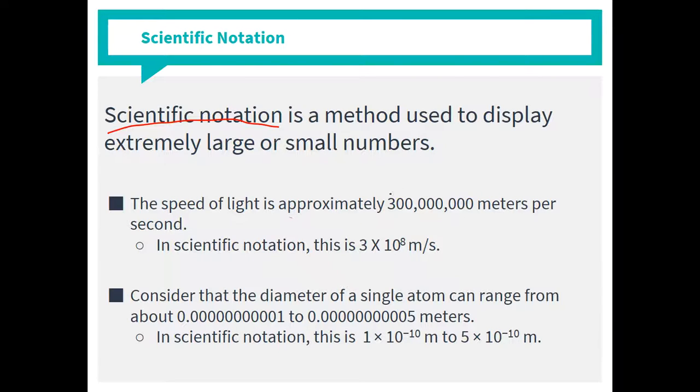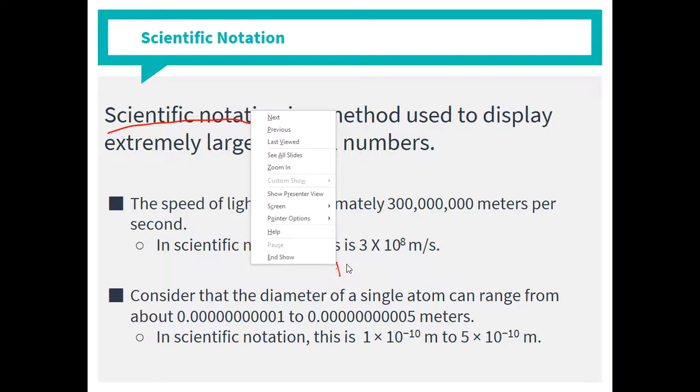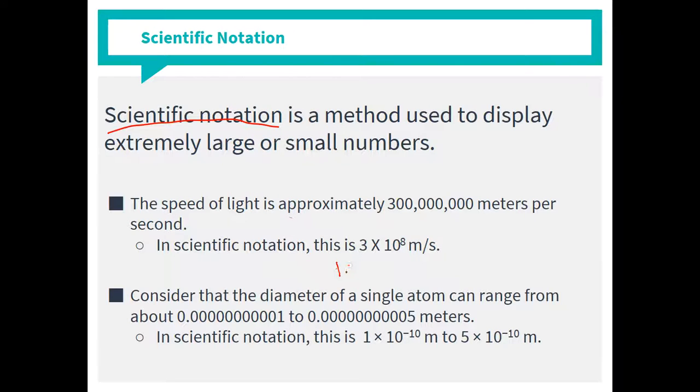It's used to deal with really huge numbers, like 300 million meters per second, which is the speed of light, and really small numbers like the diameter of a single atom. In this case, this is easy to write. It's 3 times 10 to the 8th. If you think about it, 10 to the 8th is 10 times 10, 8 times. Or you could write it as 1, 2, 3, 4, 5, 6, 7, 8, and I can put my commas back in here. So 10 to the 8th is really 100 million. Times 3 is 300 million. Now, this is a positive exponent, which means the number gets bigger.